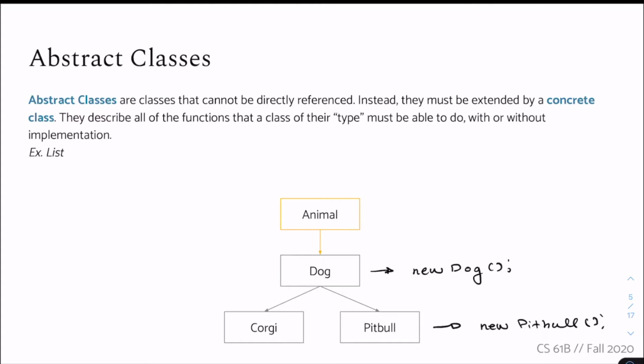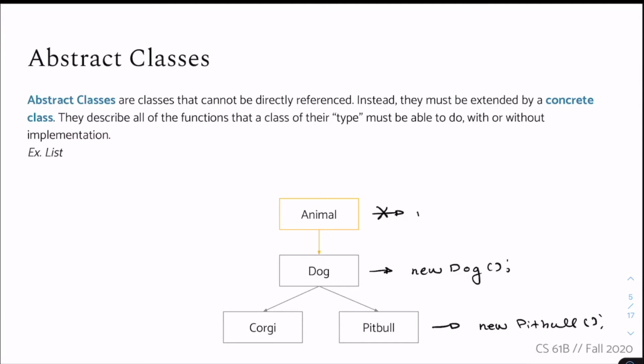But what is an animal? What is an animal that isn't anything else? There's no such thing, right? Animal is more of a concept than a concrete thing. And so because of that, you cannot instantiate animal. It is an abstract class. And so perhaps animal is extended by dog, it can be extended by cat, it can be extended by lots of concrete classes, but animal itself cannot be instantiated.